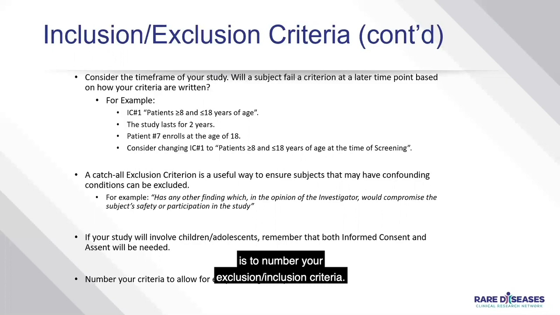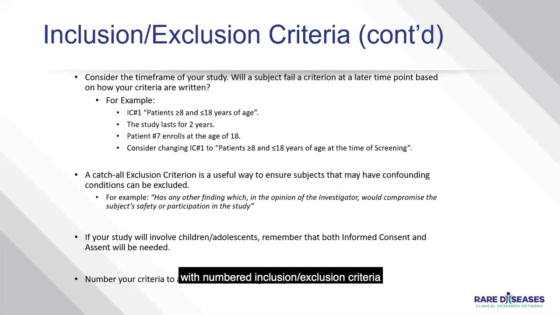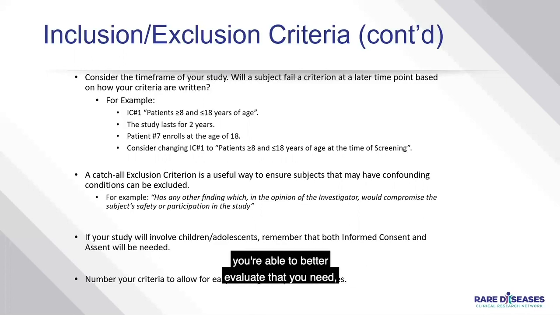And one last little formatting tip or trick that we always suggest is to number your exclusion and inclusion criteria. The reason we suggest this is that if you're having problems with recruiting, evaluating your screen failures with numbered inclusion-exclusion criteria allows you to see which criteria are causing the most problems. And if a change needs to be made, you're able to better evaluate that need and make the change to hopefully increase your recruitment.